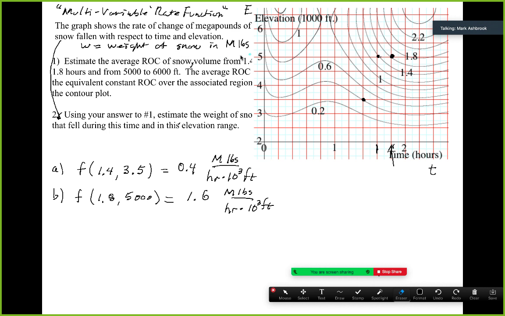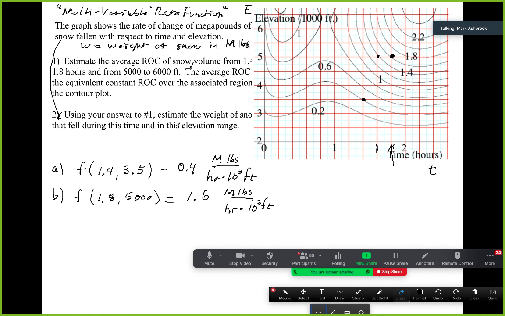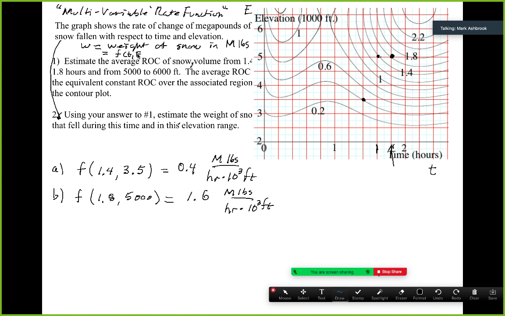Okay, so again, the W is weight, and that's equal to F of T comma E. So now we want to estimate the average rate of change of snow fallen between 1.4 and 1.8 hours and 5,000 to 6,000 feet of elevation. So looking at 1.4 to 1.8 and 5 to 6. So this is like a combined time range and elevation range. So it's like looking at this box on the graph.